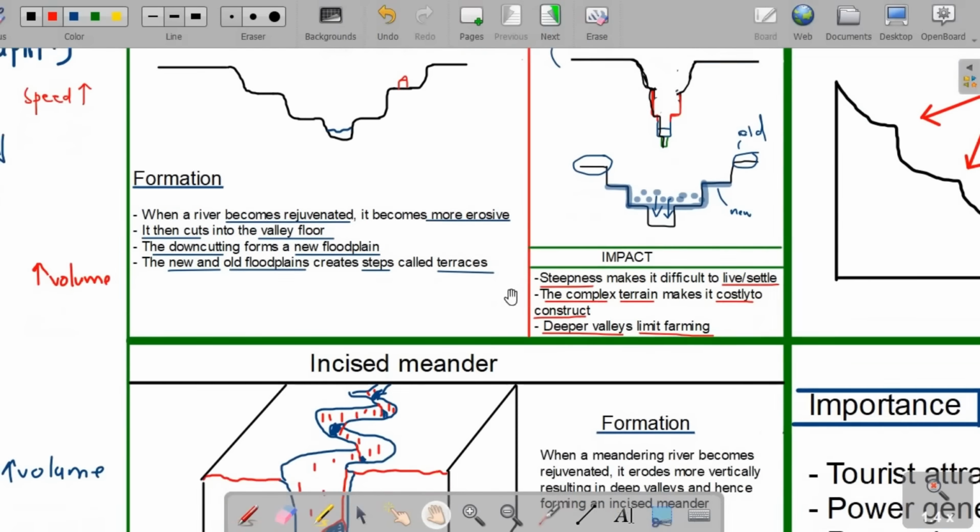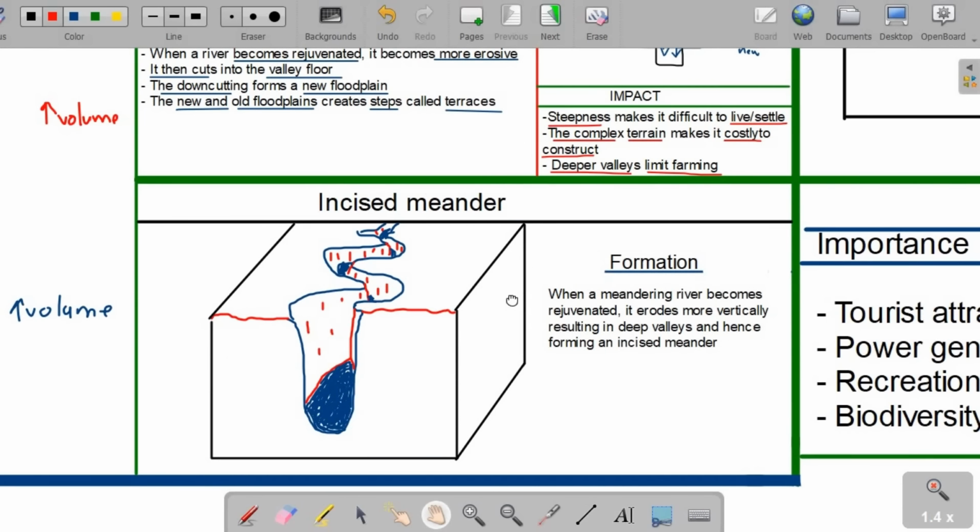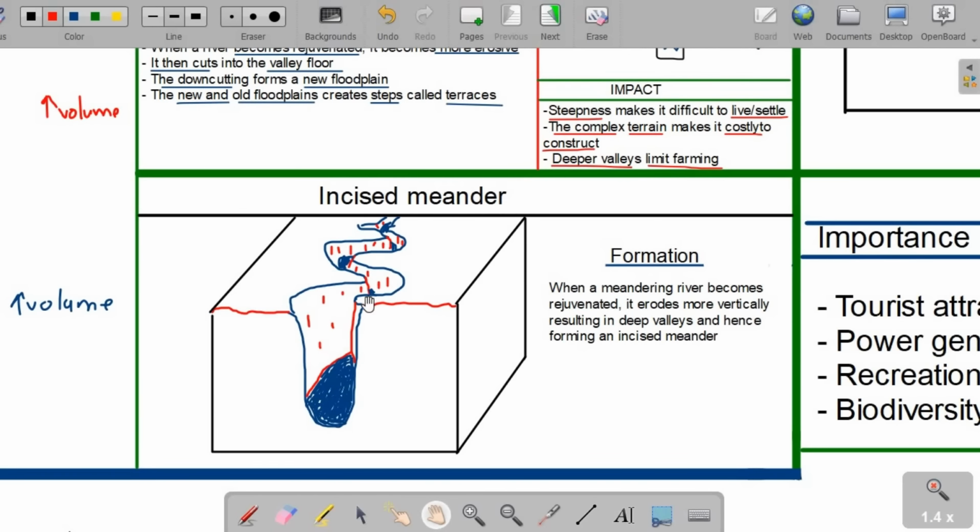Then the second landform we are to discuss is the incised meander. I try to draw here.